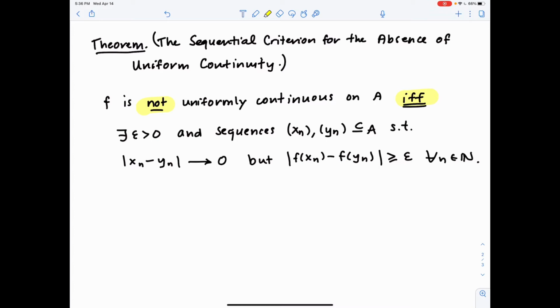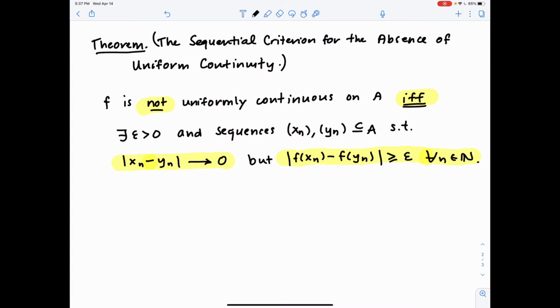Instead, what we're going to say is that we have an epsilon and we have these two sequences in our domain where the distance between those inputs in the sequences is going to 0, meaning they're getting as close together as we want. So if someone gave me an arbitrary delta, I could make sure their distance was less than that delta value. So the inputs are getting closer and closer together, but notice the outputs are always too far away, no matter which two values you select from the sequence xn and the sequence yn.